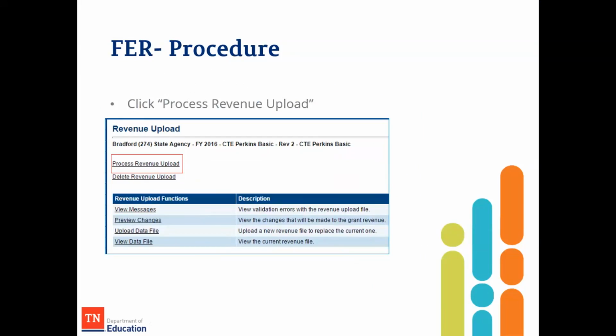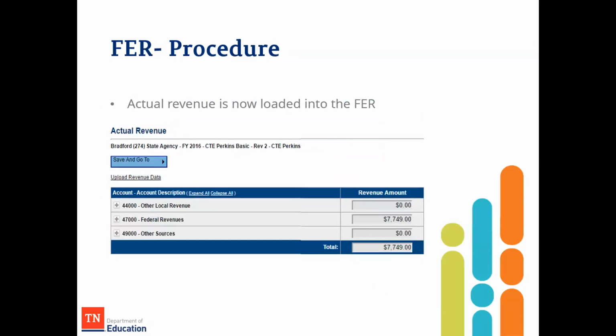And then once you click on that, this is what the next screen will look like. You're going to click on Process Revenue Upload, again in the red box under the hyperlink. Once you do that last step, you're going to see actual revenue is now loaded into the FER. And this is a screenshot in ePlan of what it will look like once you've successfully uploaded your actual revenue.